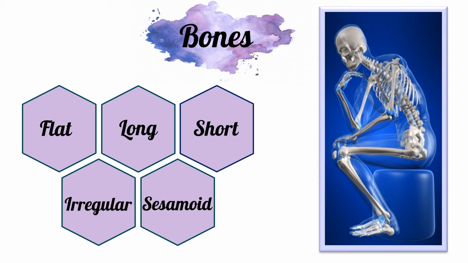After that, we have the irregular bones that have multiple functions, but the two most important are that they protect the organs and join the other bones. Finally, we have the sesamoid bones that act like pulleys, smoothing the surface.